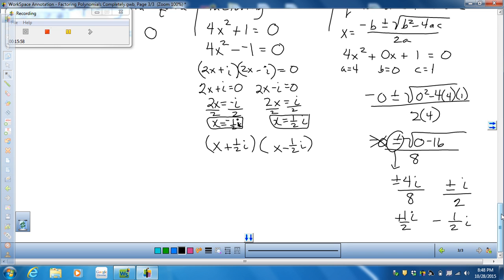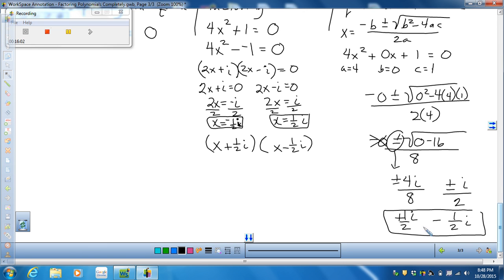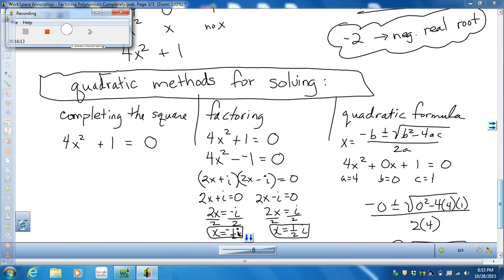And you would follow similar steps and get the same answers for completing the square. I will finish doing the completing the square, and then you can see the result for that as well. Actually, since we don't have a middle term, we don't even need to complete the square. We can just solve for x. So that's what we're going to do.